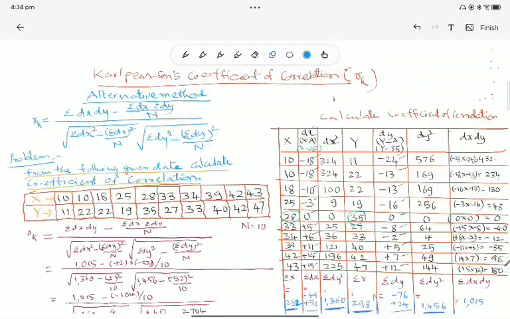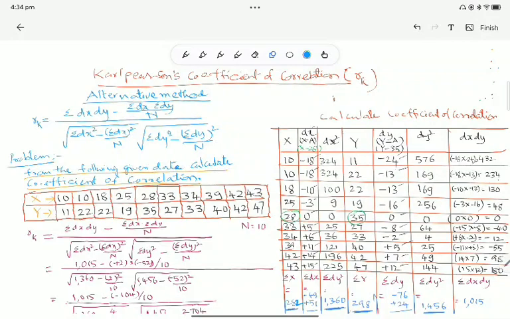So 10, 11; 10, 22; 18, 22; 25, 19; 28, 35; 33, 37; 34, 33; 39, 48; 42, 49; 43, 47. The number of pairs here is 10. So the n value, n is equal to 10.